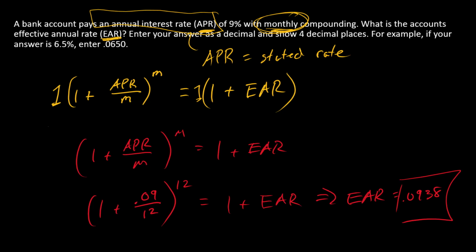And so again, the interpretation is we could either invest at 9% using monthly compounding, or 9.38% using annual compounding, and we'll get to the same future value.